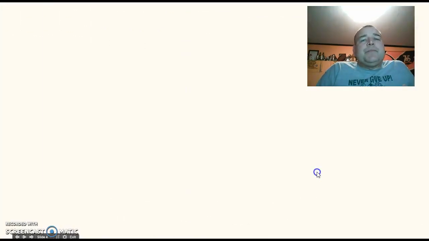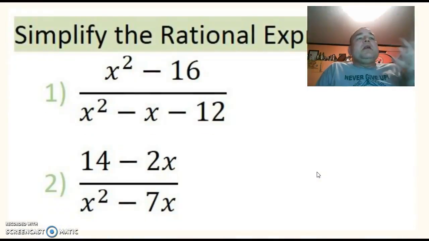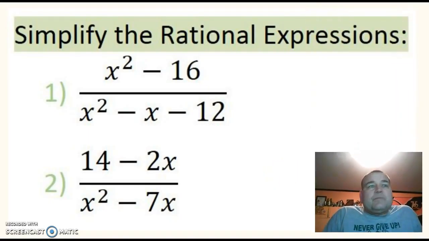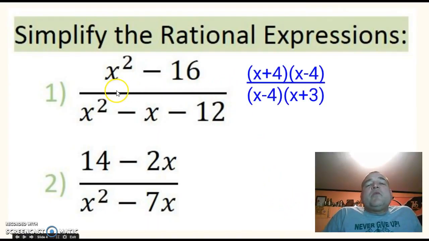Take a look at this example. Actually, two examples here. x squared minus 16 divided by x squared minus x minus 12 is our first example. So the first thing we want to do is factor each of the polynomials. Notice I'm not canceling out the x squared because they're terms. So the first thing you have to do is you have to factor. Well, x squared minus 16, of course, is a difference of squares, so it's x plus 4 times x minus 4. The denominator, x squared minus x minus 12, is x minus 4 times x plus 3.